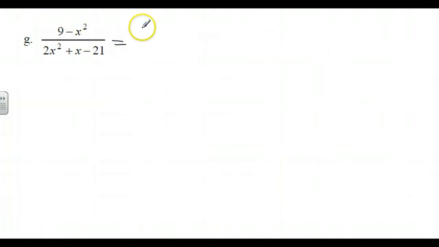Difference of squares. 2 terms. Factoring. You always look for common factors, not there. There's a minus sign, then you think, hey, this could be a difference of squares. 3 plus x, 3 minus x. Over. Now, you know what?